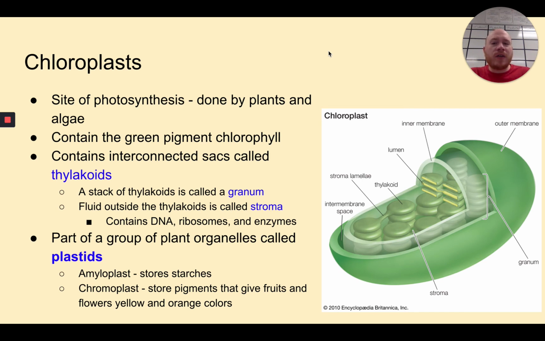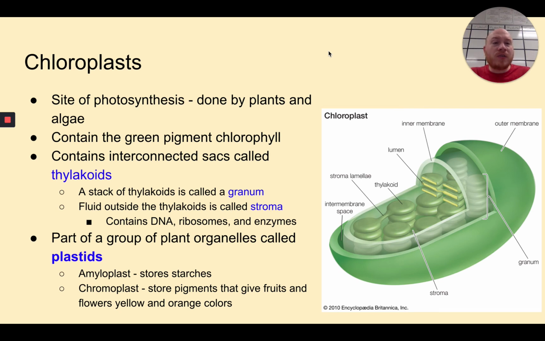Be aware that chloroplasts contain interconnected sacs called thylakoids. A stack of thylakoids, I think of them like a stack of coins, is called a granum. The fluid outside of the thylakoids is called the stroma. The chloroplast itself is going to contain DNA, its own ribosomes, and its own enzymes. Again, another piece of evidence that suggests that chloroplasts, like mitochondria, at one point were their own cells. And they're part of a group called plastids. Plastids are organelles found in plant cells and algae cells, and they're used for storage or for specific jobs.